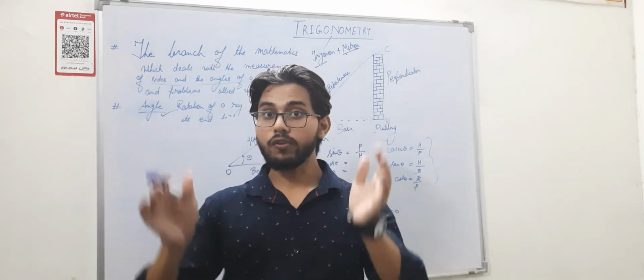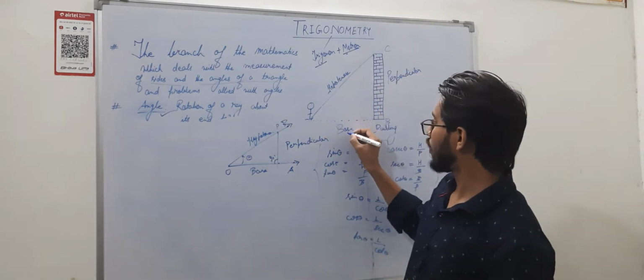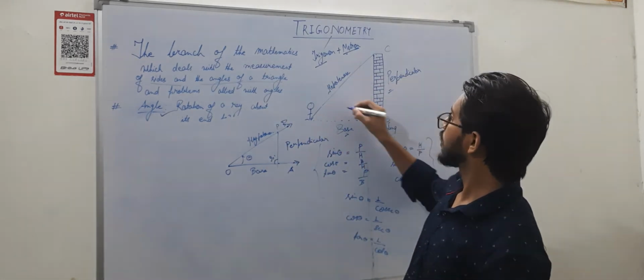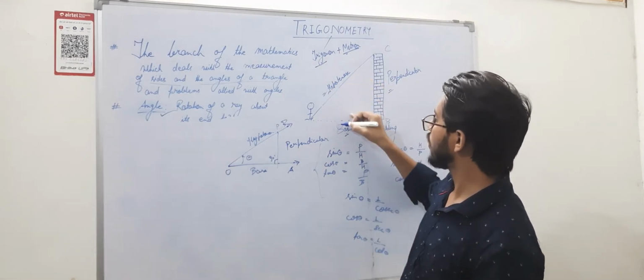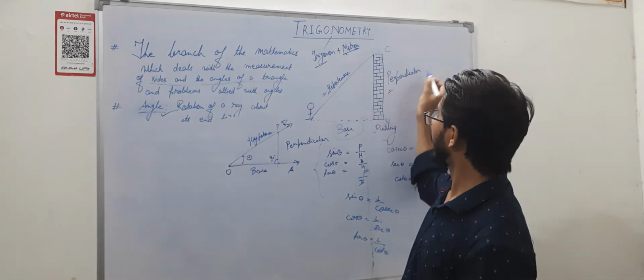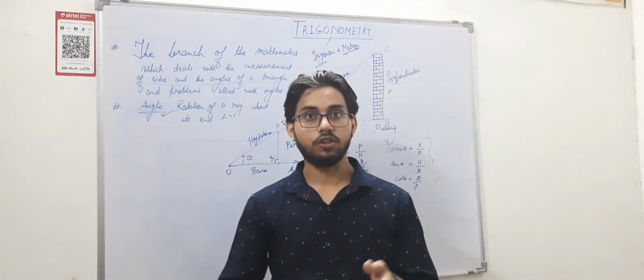You can also find the third side. Suppose you have the base and the hypotenuse. You can find the perpendicular by applying these trigonometric ratios and the Pythagoras theorem.